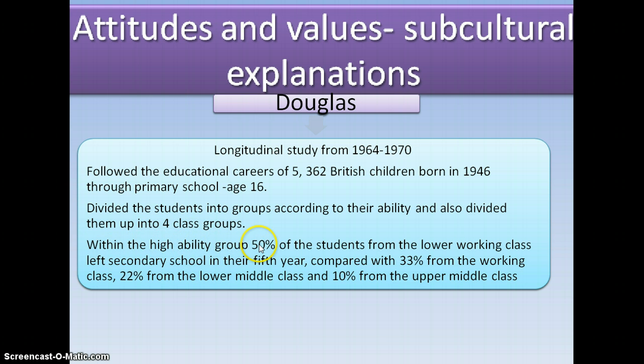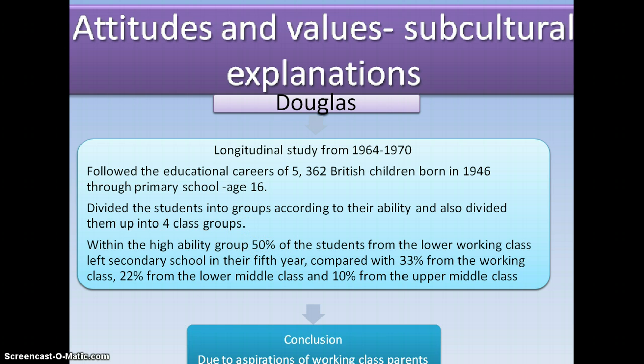He found within the high ability group, 50% of the students from the lower working class left secondary school in their 5th year, compared with 33% from the working class and 22% from the middle class, and then 10% from the upper middle class. So as you can see, if you're from a lower working class background, you're more likely to leave school early.